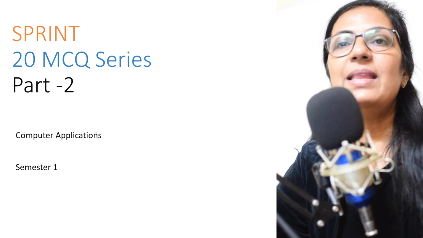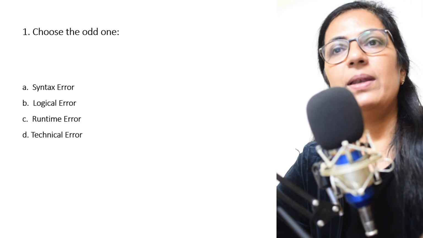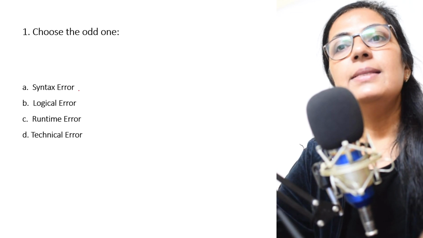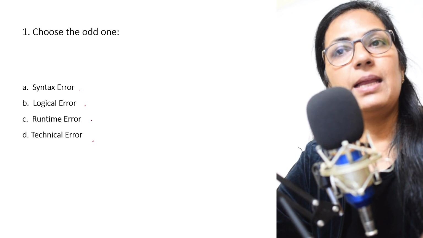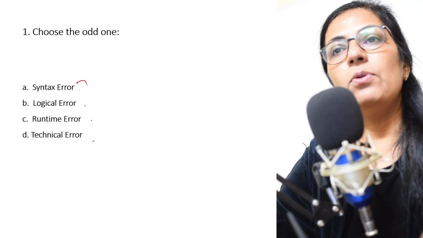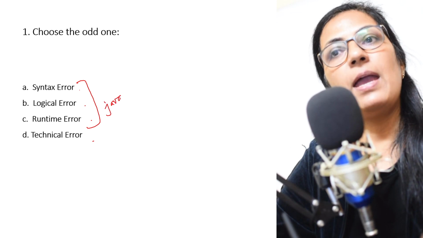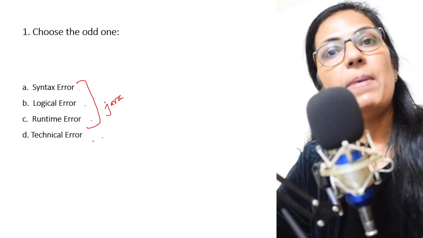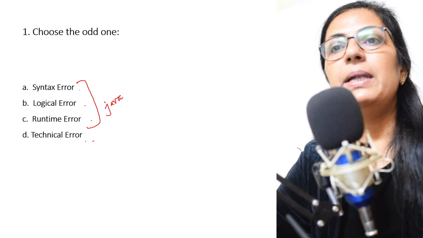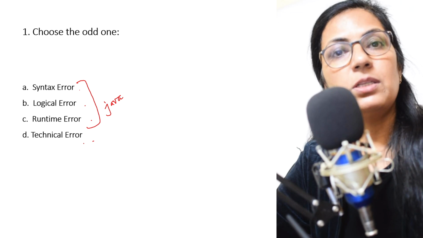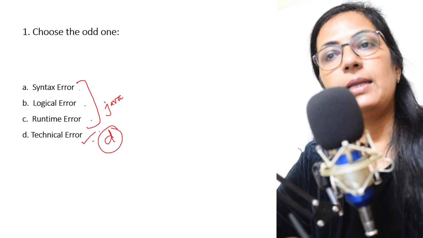So we begin with our first question for today's video, that is choose the odd one. The options are syntax error, logical error, runtime error and technical error. Children, if you notice here, these three errors are there in Java. We have already done them, this is part of our syllabus: syntax, logical and runtime errors. But technical error is not there in Java. So option D is the correct answer.